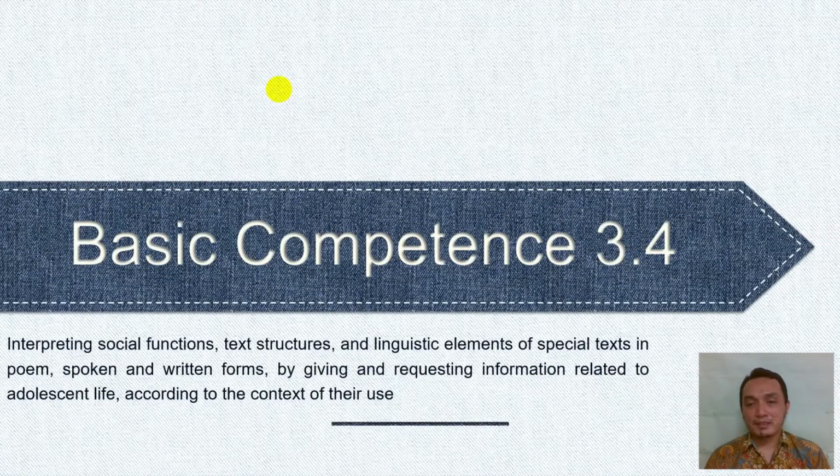There is a basic content 3.4 whose purpose is about interpreting social function, text structures, and linguistic elements of spatial text in poem, spoken and written forms, by giving and requesting information related to adolescents' life according to the context of the use. That's the basic content in 3.4. It also consists of some indicators. Let's check this out.